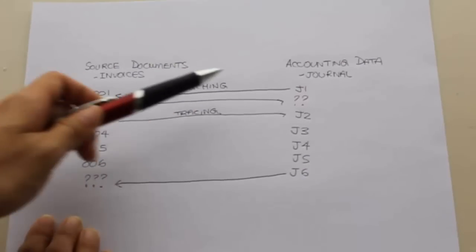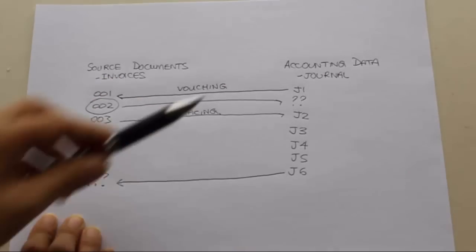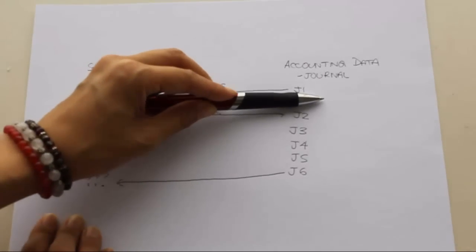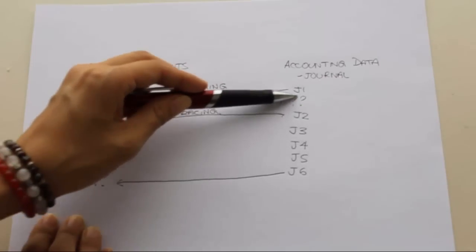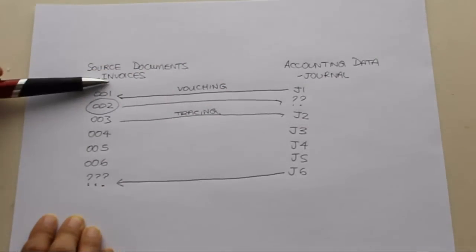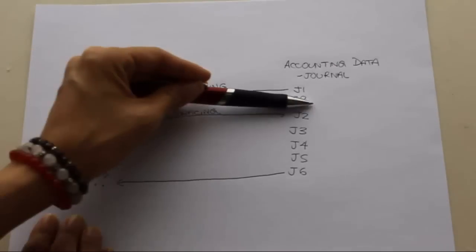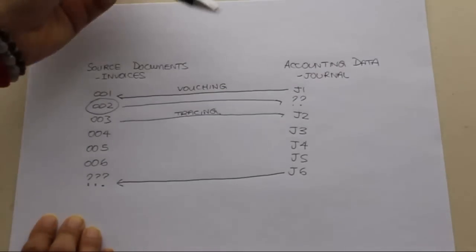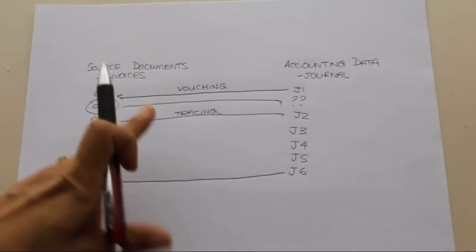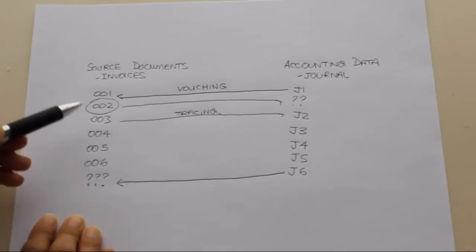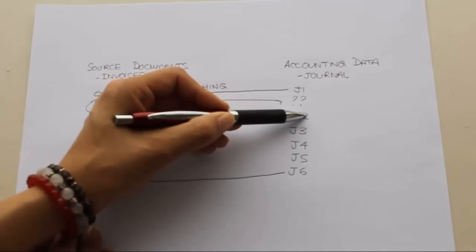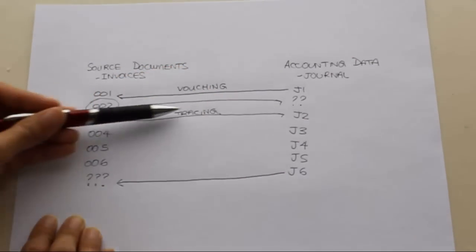So why can't I use vouching to help me with completeness? Well, if I'm using vouching and I'm starting with my journal data, I won't ever know that this particular journal is missing. So I need to start with the supporting documentation to be able to follow that forward for completeness. So we have vouching that we use to test existence and occurrence, and then tracing, which is starting at the supporting documents and moving forward to the journal to support the completeness assertion.